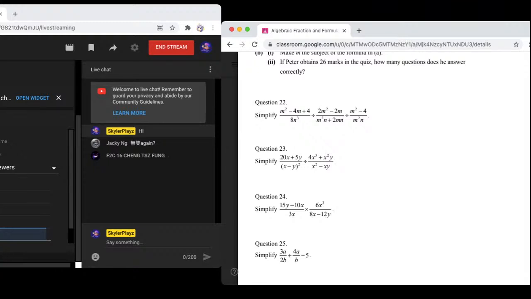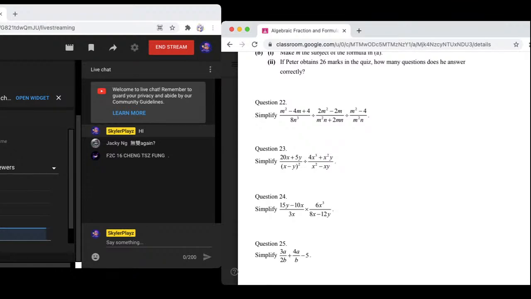Factor out mn, so mn times (m plus 2) on the top. Yes. So, the third one also change top and bottom. (m plus 2)(m minus 2), perfect difference of 2 squares. And then no change for the top.